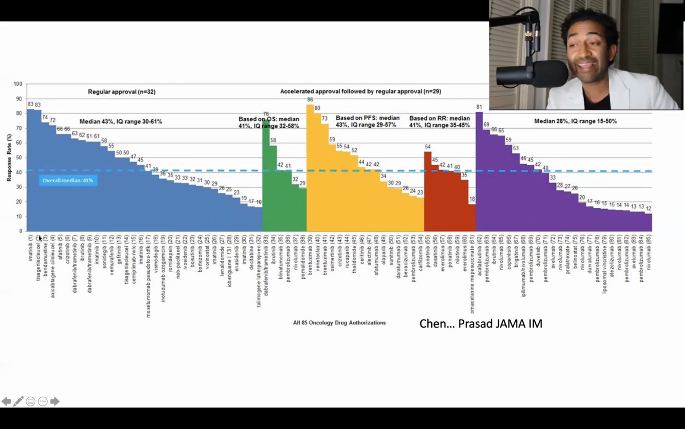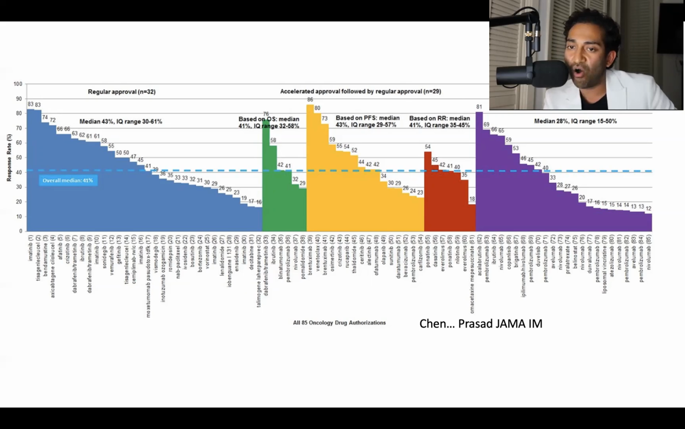Tisagenlecleucel or Kymriah, 83% response rate. He might be plotting the CR rates or something more stringent here. No, he's plotting the regular response rate. 83% response rate for tisagenlecleucel. What's the problem here? Well, if you got your cells collected with a CAR T therapy and they didn't actually infuse it because something happened in the meantime, they couldn't make the product, or God forbid, the patient passed away, you should include that in a denominator. That's called an intention to treat denominator, but they excluded it for this one class of medications, which distorts, I think, the response rate upward. But yet that's what it is.